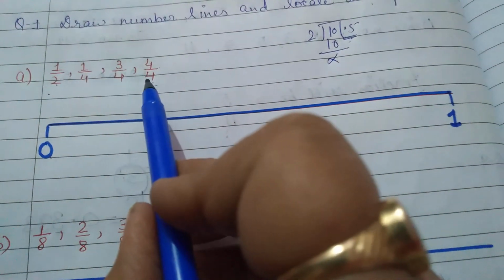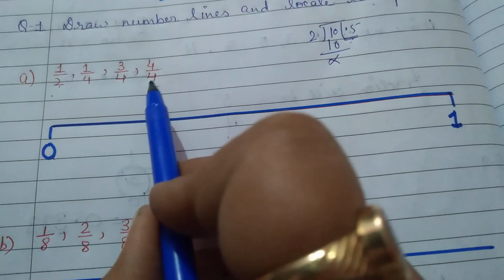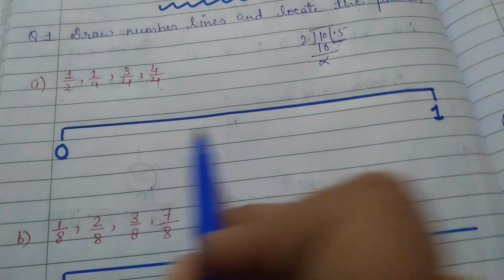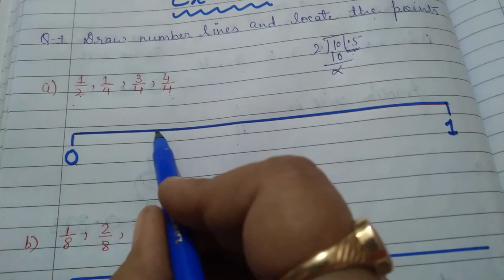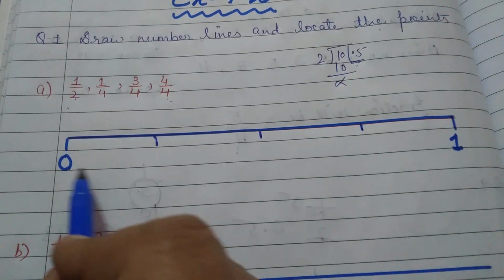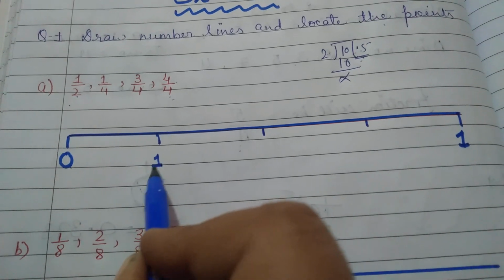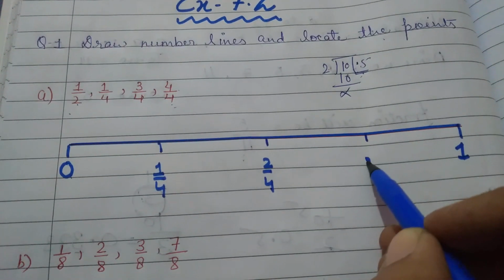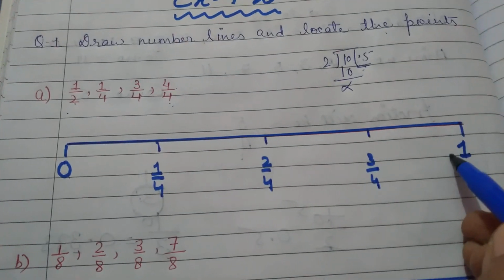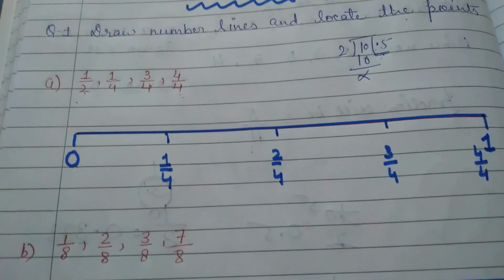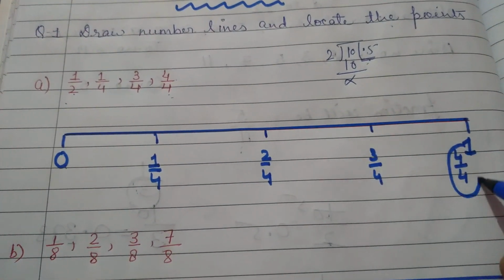Fine. And how many numbers are there? 4 numbers, and the denominator 4 is there, right? So we will be dividing this number line into 4 equal parts like this. Here first of all we'll write 1 by 4, 2 by 4 and 3 by 4, and this one is 4 by 4. Fine. 4 by 4 is given here, so we can circle it.